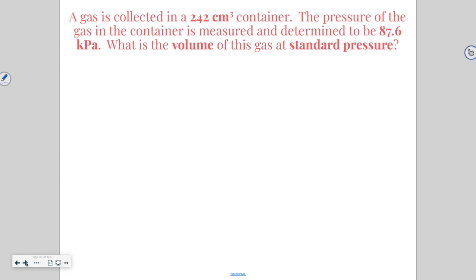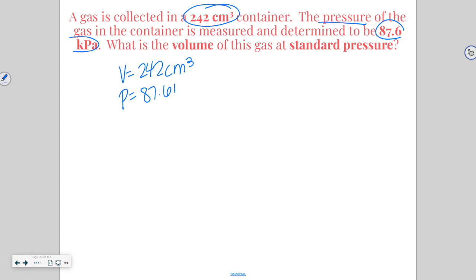Third example. A gas is collected in a 242 centimeters cubed container. So volume is 242 centimeters cubed. The pressure of the container is measured and determined to be 87.6 kPa. What is the volume? So I'm looking for a new V of the gas at standard pressure.